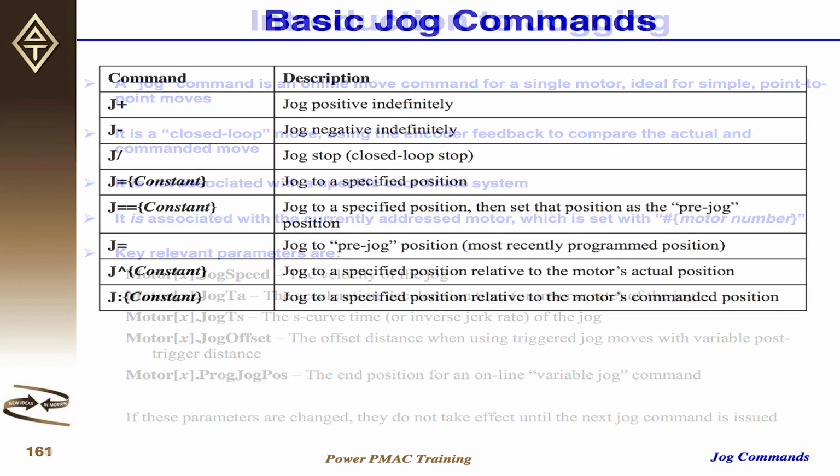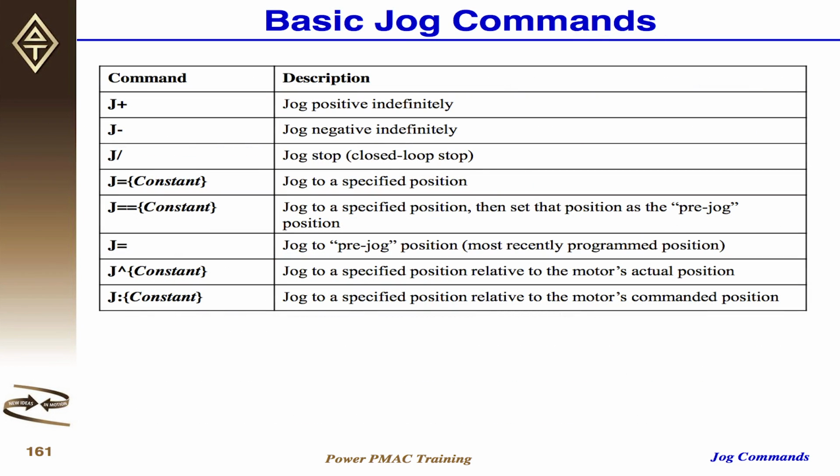So the actual jog commands, these are the most common ones. There's J plus and J minus, which are jogging in the positive and negative direction indefinitely. It just tells the motor to completely run off in that direction at your jog speed, as determined by jog TA, jog TS. There is J slash, which is a jog stop. That one is probably one of the most useful ones, just because it can be used often just to close the loop on a motor. If your amplifier isn't enabled, you want to just enable your amplifier, make sure you don't have any faults. Or if you want to stop the motor in a controlled manner, issuing a J slash will bring the motor to a stop at whatever its position is.